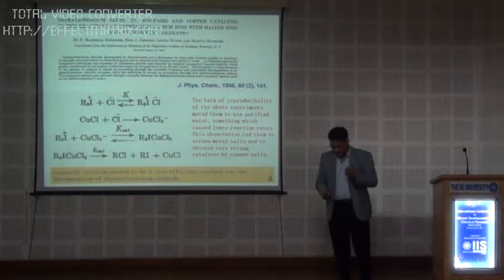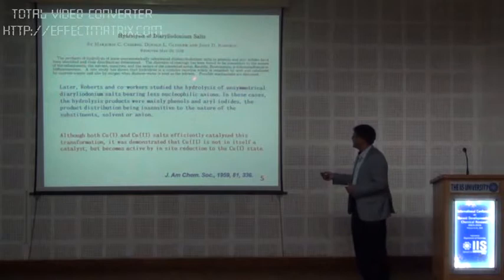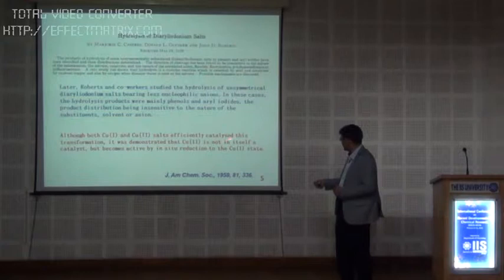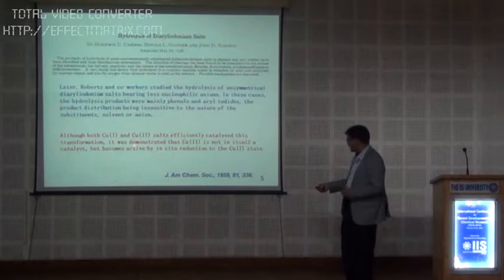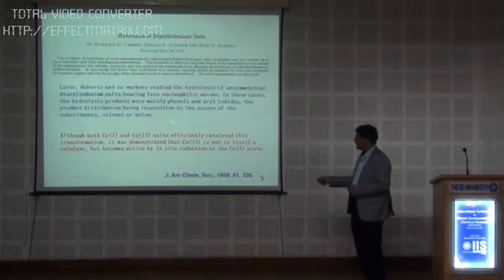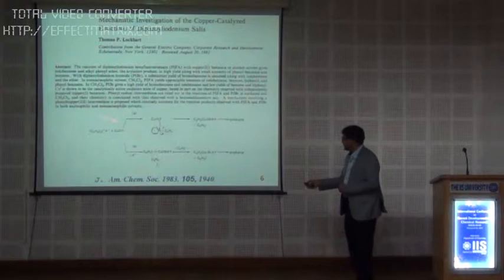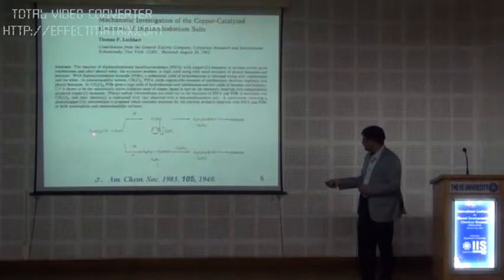This was also observed earlier by another group, Roberts and co-workers. They found that copper(I) and copper(II) salts could efficiently catalyze the decomposition of diaryliodonium salts, whereas in situ copper(II) gets reduced to copper(I) and generates an aryl copper species. Later on, the Lockhart group also found that in the diaryliodonium salt decomposition, catalyzed by cuprous iodide, it forms an aryl copper(III) species, which is highly reactive.